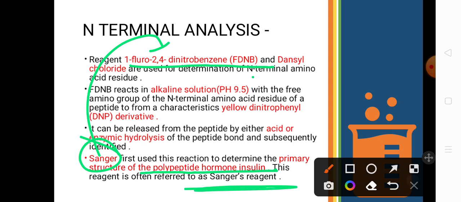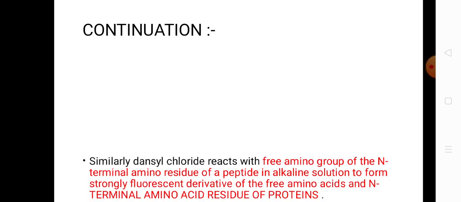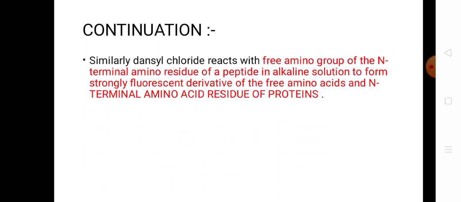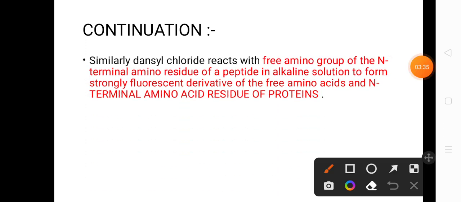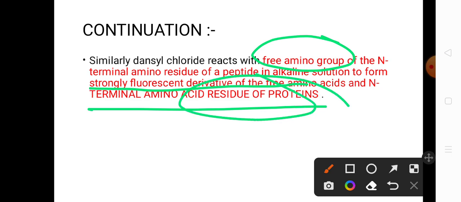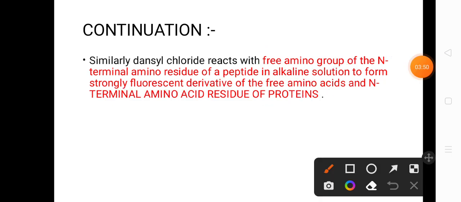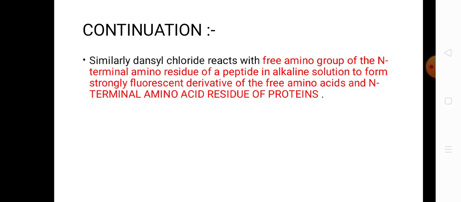Another important reagent, dansyl chloride, is going to do the same kind of thing. It will also react with the free amino group of the N-terminal amino acid residue and produce a strongly fluorescent derivative of a free amino acid or of the N-terminal amino acid residue of a protein. That means it forms a complex that has fluorescent properties, and then by fluorescence measurement techniques we can find out which amino acid it is, right?